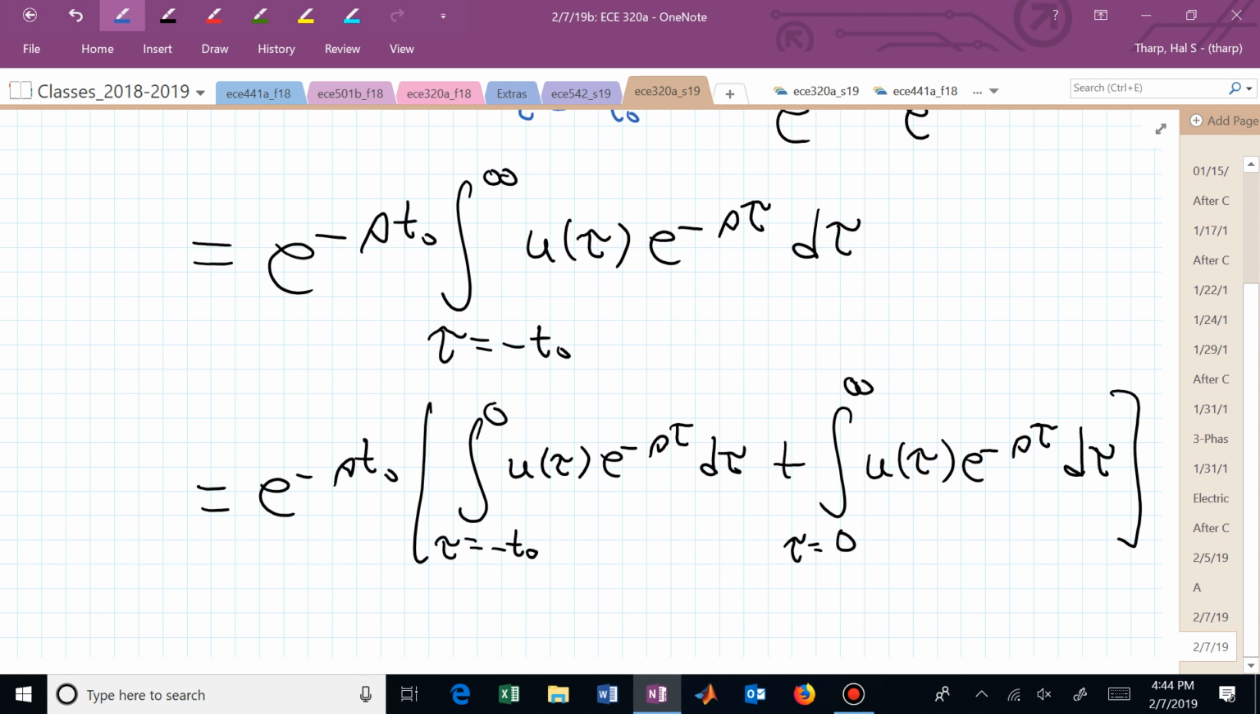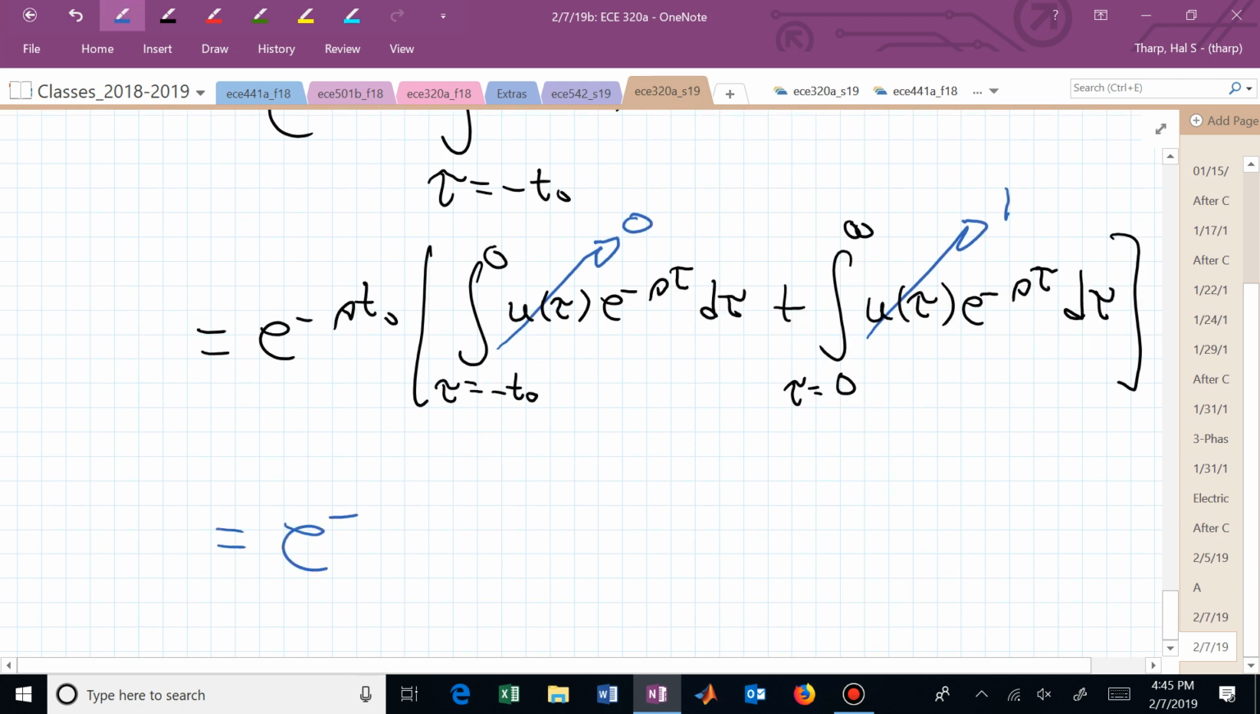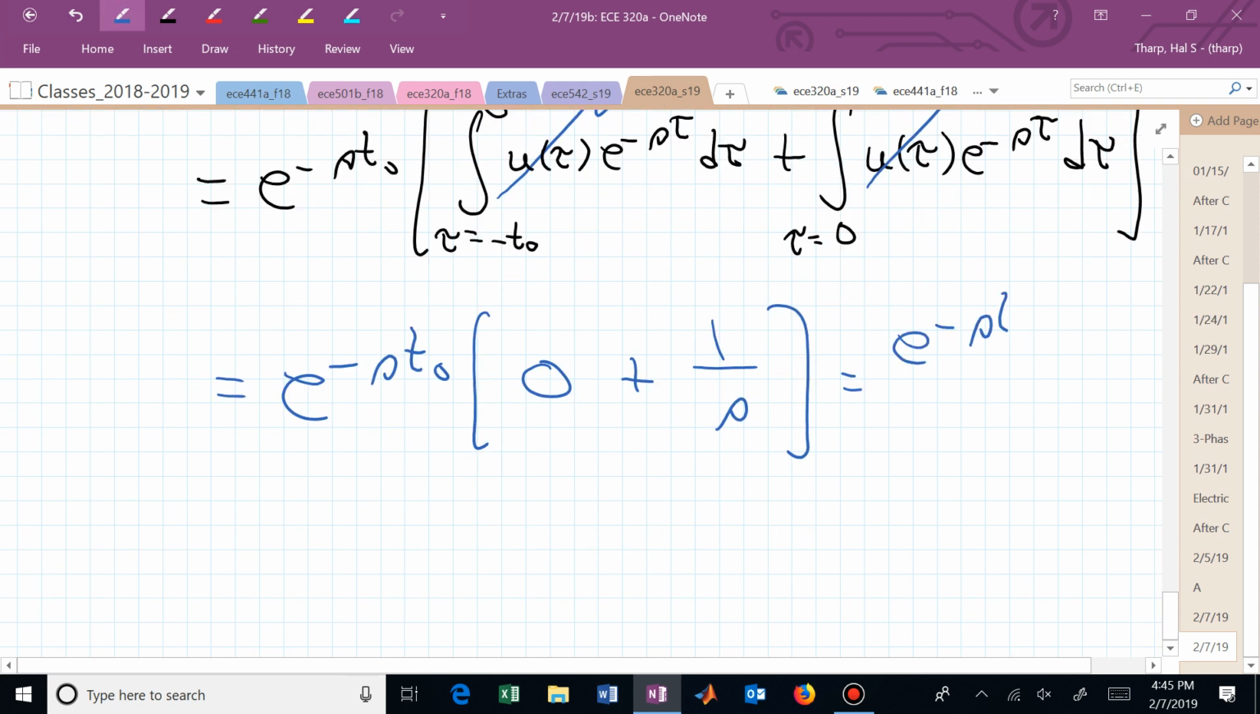But what's u of tau from tau equal minus t sub 0 up to 0? 0. It's not turned on yet, is it? We need the argument of our unit step to be non-negative to have a non-zero value. So this argument in the first integral is 0. This argument is 1, but we've already integrated that before. So that now we have e to the minus st0 times 0 plus, this was 1 over s from before. Or this is now e to the minus st sub 0 over s, and that was the Laplace transform of a delayed unit step.